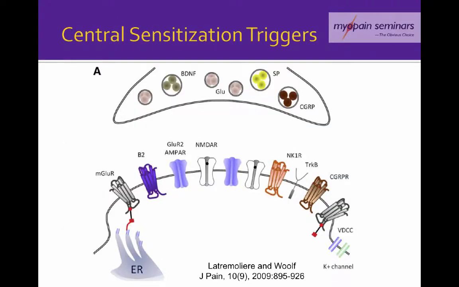In this model of central sensitization triggers, you see a synapse between the central terminal of a nociceptor and a lamina 1 neuron under controlled basal conditions. Metabotropic or G-protein coupled glutamate receptors sit at the extremities at the synapse and are linked to the endoplasmic reticulum. You also see the NMDA receptors, and they are blocked by the magnesium, which is shown as a black dot in the middle of the channel.